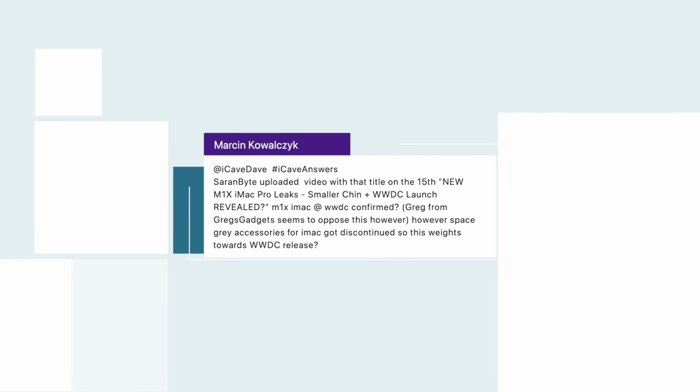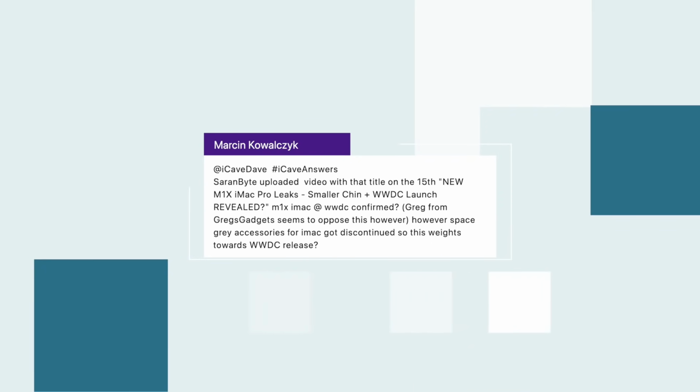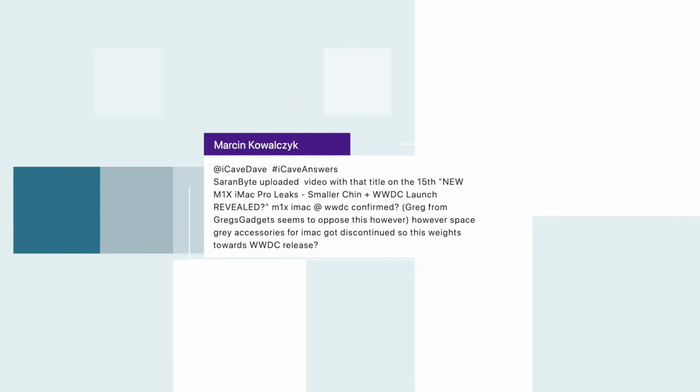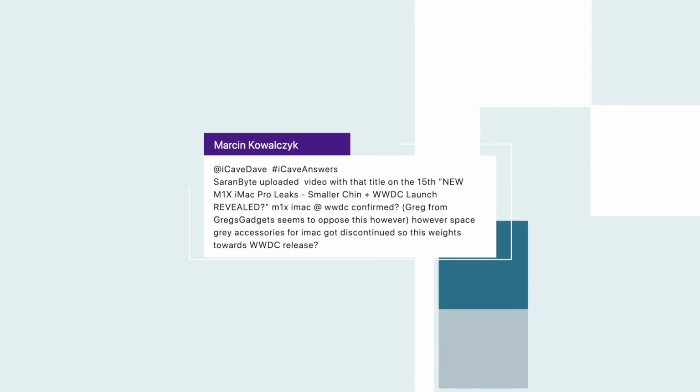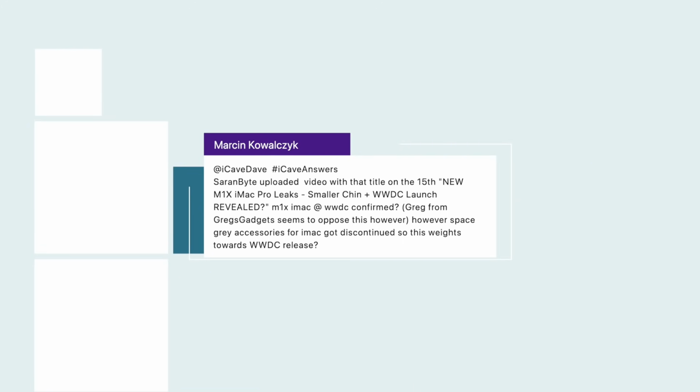Marcin Kowalczyk, Surround, uploaded a video with that title on the 15th: new M1X iMac Pro leaks, smaller chin, and WWDC launch revealed. M1 iMac at WWDC confirmed. Greg from Greg's Gadgets seems to oppose this, however, Space Gray accessories for iMac got discontinued, so this weighs towards WWDC release. Now, the Space Gray stuff going away doesn't necessarily mean that it's right around the corner. It probably just means that they don't want to make any more because they haven't got the iMac Pro that it used to come out with. So it kind of makes sense that they would discontinue it and just run down the stocks that they've got because they don't need it anymore.